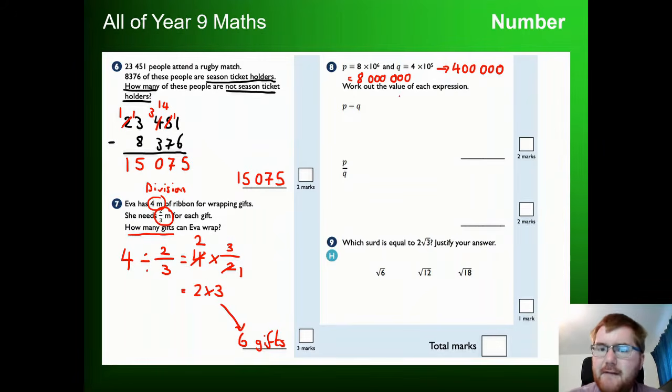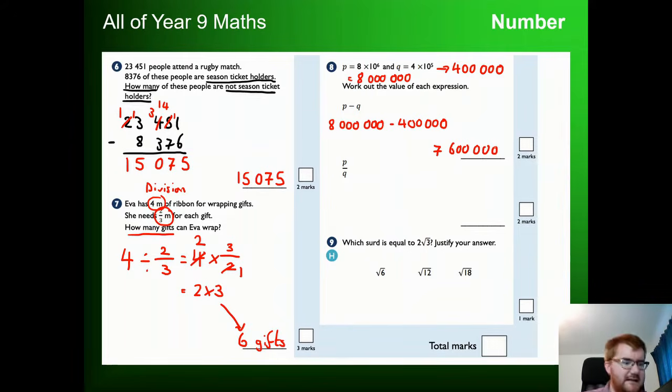Now we need to work out the value of each expression. Since I've written these out as whole numbers, this is probably the easiest way of doing it. So we're going to do 8 million, because it's got 6 zeros, minus 400,000. And that's going to give us 7,600,000. So you can even do it mentally at this point once you've written out the numbers.